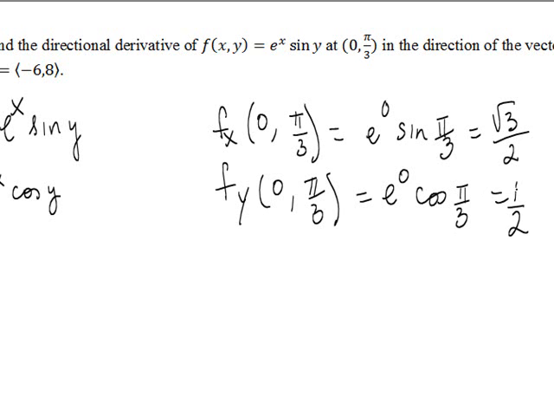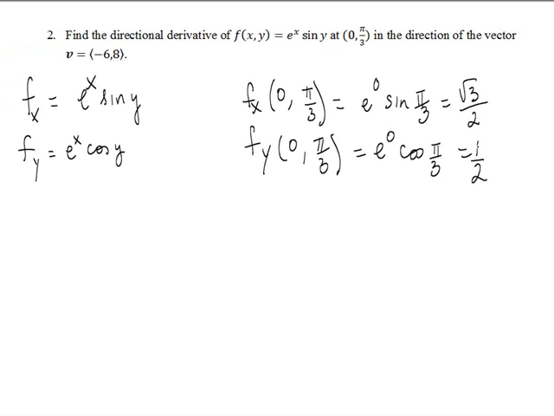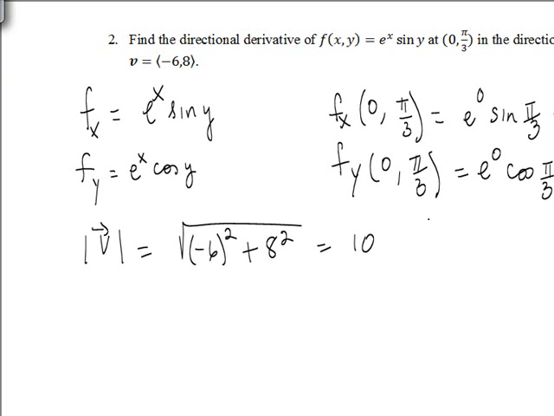The next thing we need to find is the direction. Now, if you look at this vector v, it is not a unit vector, right? So you would need to find the length of it and divide the vector by its length to find the unit vector. So the length of v, do that first, equals the square root of (-6) squared plus 8 squared, which ends up being 10.